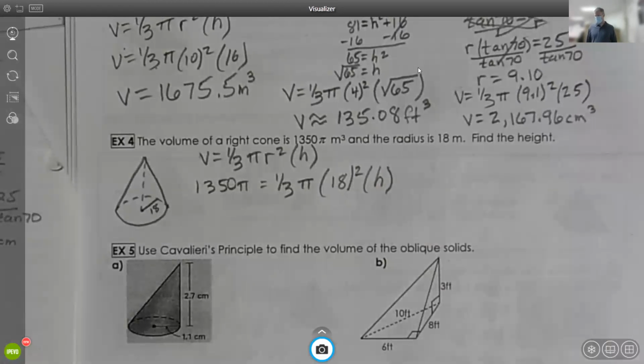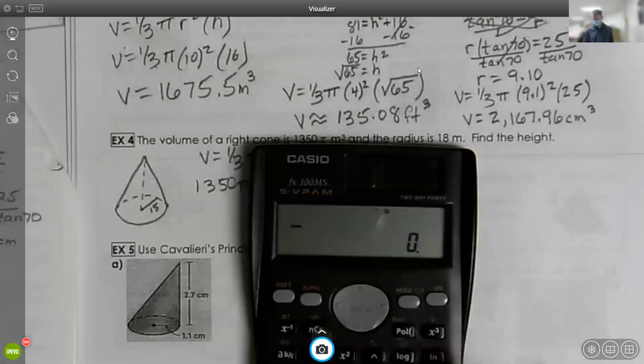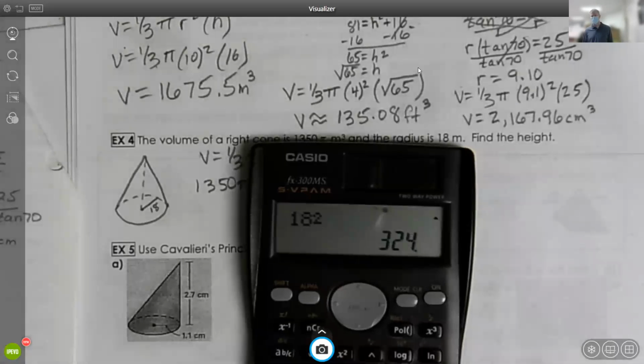So there's a couple different things we could do here. We've got this 1/3. We don't typically divide by a fraction, but you could multiply by the denominator. You could multiply the 3 to the 1,350. That would be a possibility. You could square out 18. That's 324. Nice job. So you could call that 324.